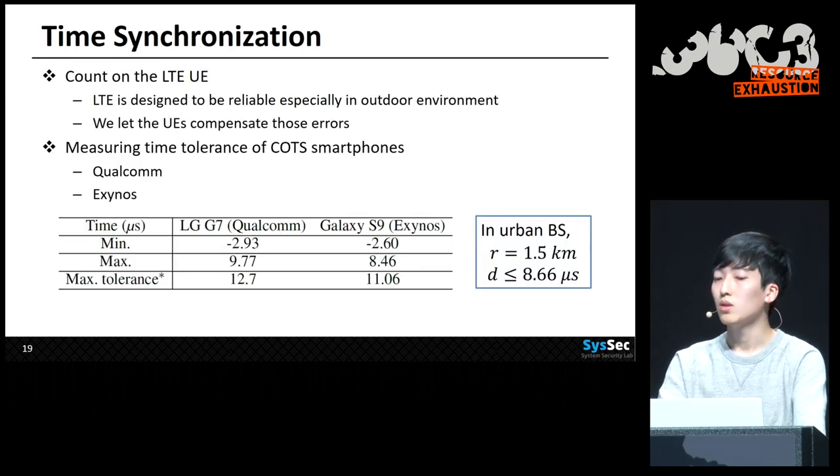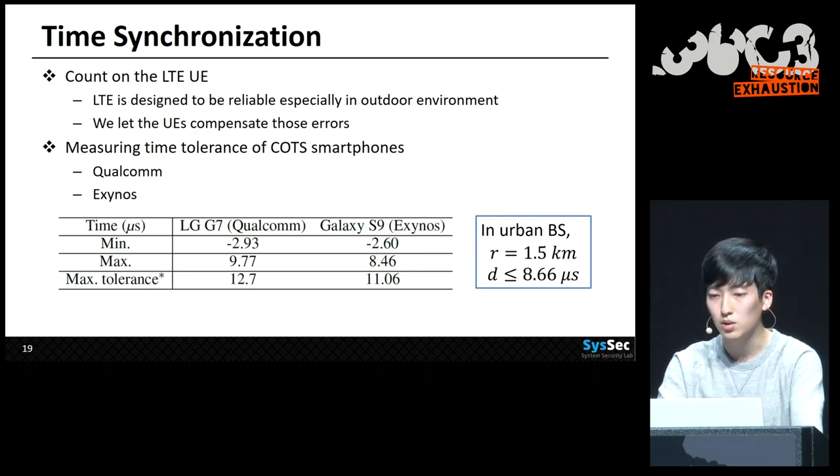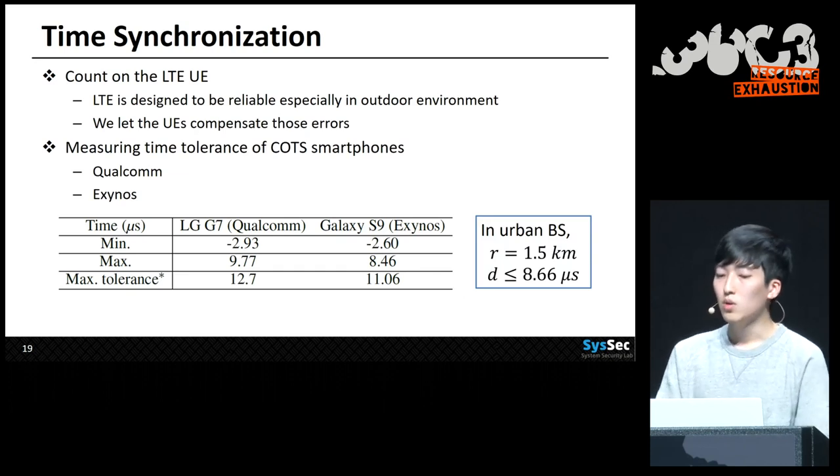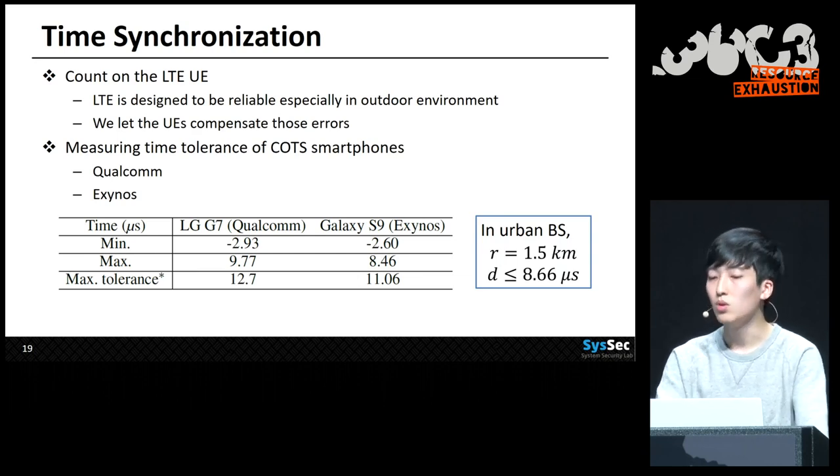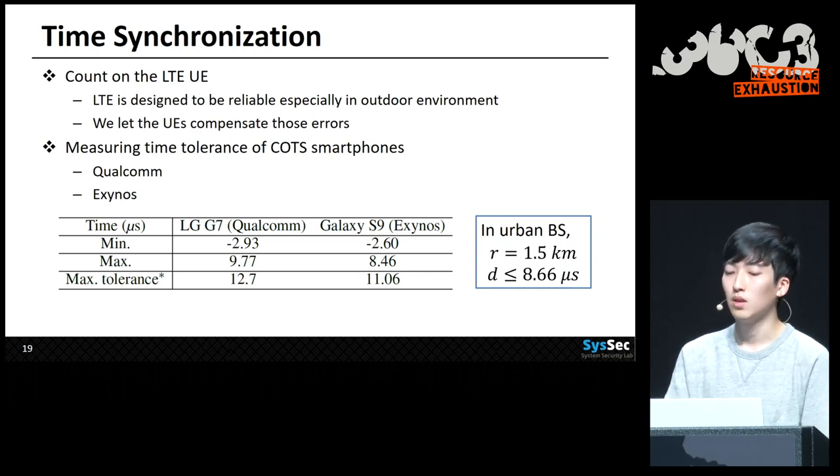We can count on the LTE UE. LTE is designed to be reliable, especially in outdoor environments. Outdoors, the UE can move while using the phone, and there is also a reflection effect because of buildings. So we expected that the UE would compensate such small errors if the subframe is somewhat synchronized, but not exactly. So the question is, how much can the UE tolerate this delay error?